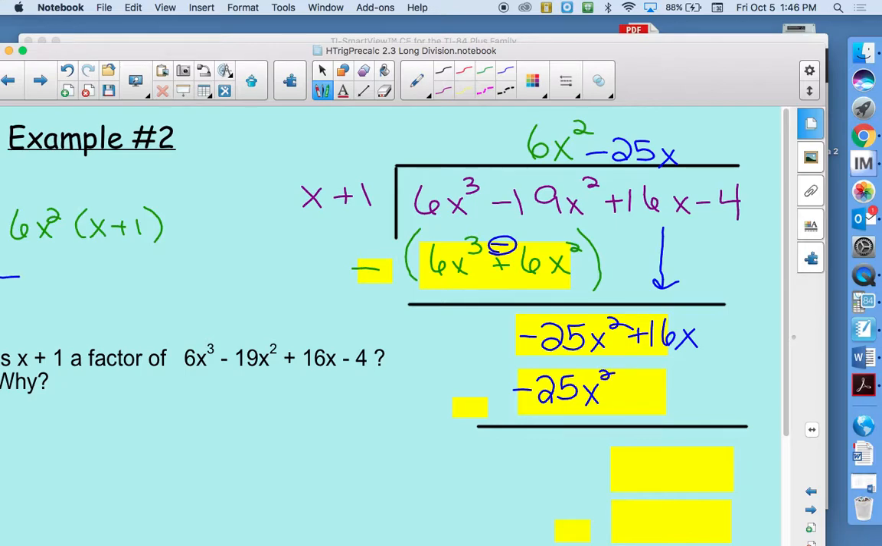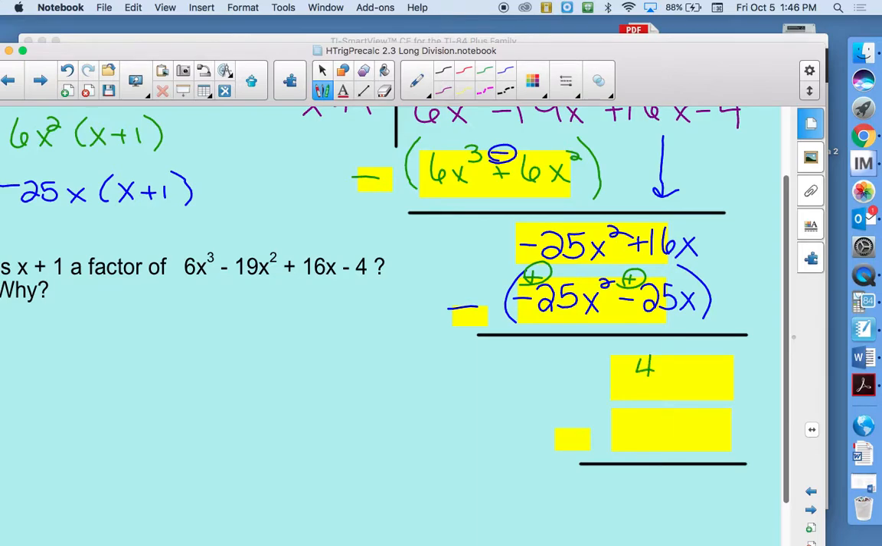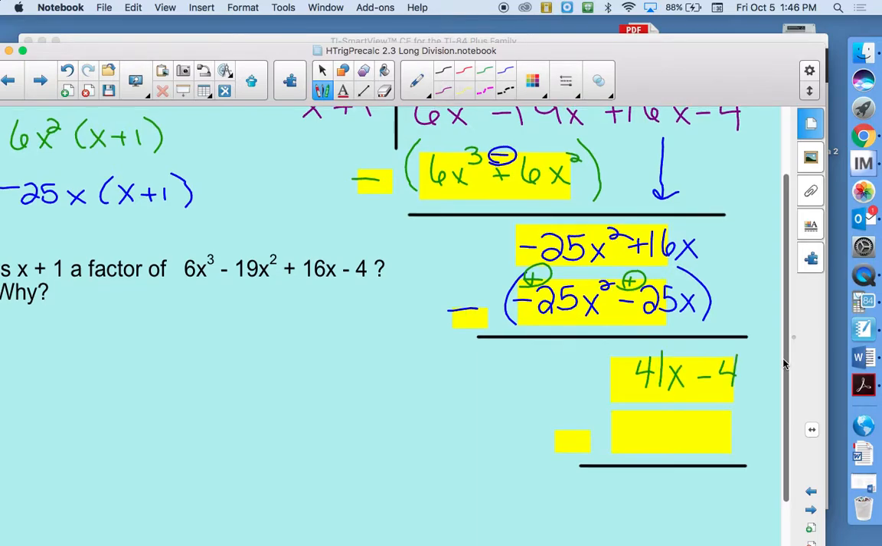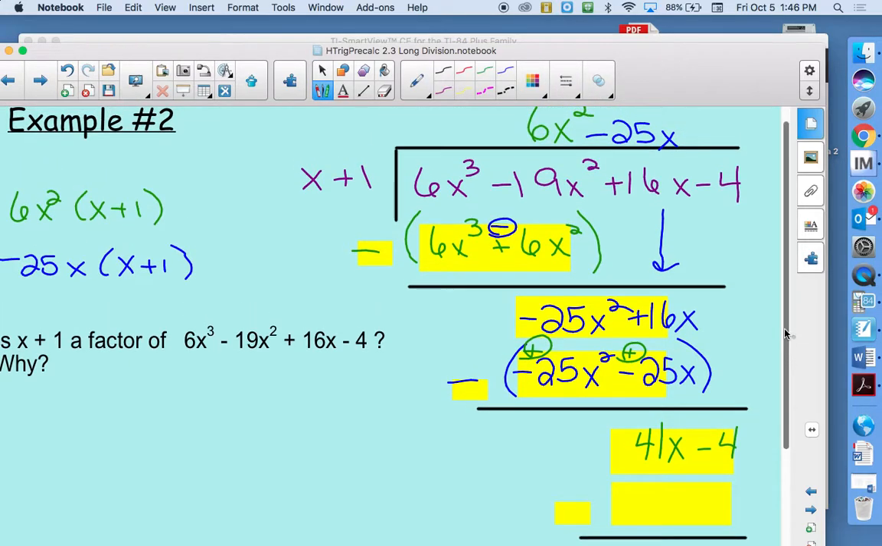So then we have x. We want to make it negative 25x squared, so we would need to multiply it by negative 25x. Again, be really careful with your signs. Brandon, 16 and 25 give you 41. Bring down the minus 4. There is an x. What do we need to multiply it by to make it 41x? Well, it would be a 41. No, it's not pretty. They don't all work out nicely. So that then becomes 41x plus 41.